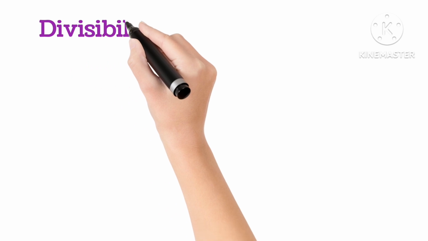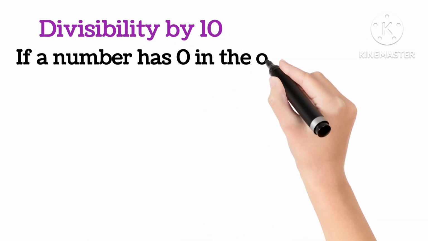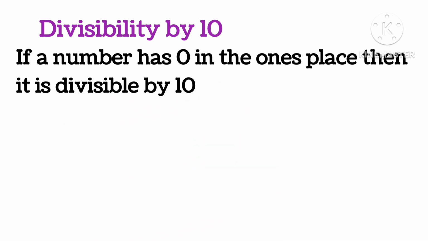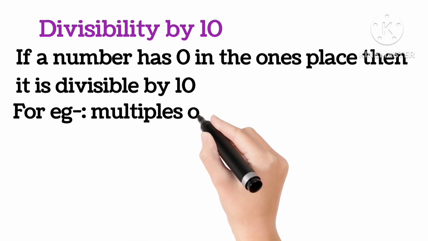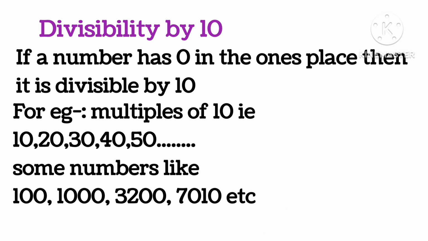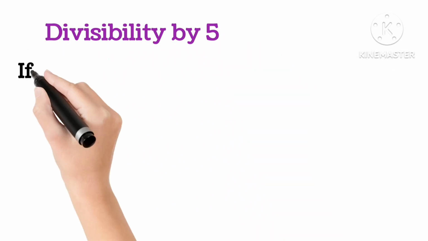Today we will learn about divisibility rules of some of the numbers. Let's start with the number 10. What is the rule for number 10? It says if a number has 0 in the ones place, then it is divisible by 10. All the multiples of 10 have 0 in their ones place, and any other number which has 0 in its ones place will be divisible by 10. For example, 100, 1000, 3200, etc.